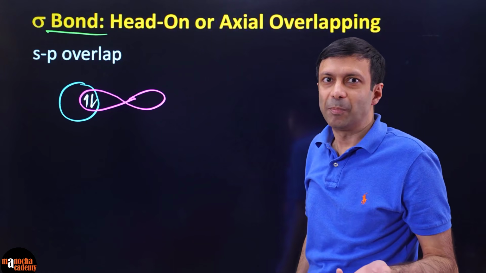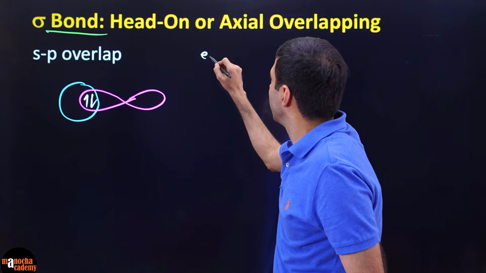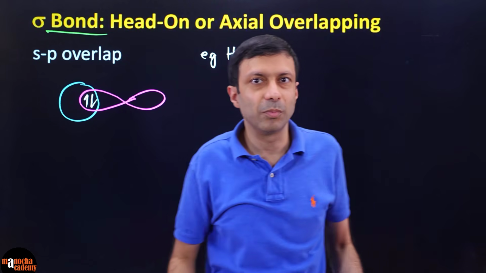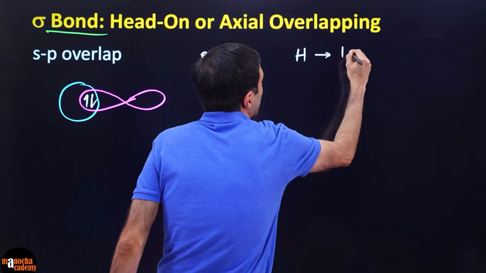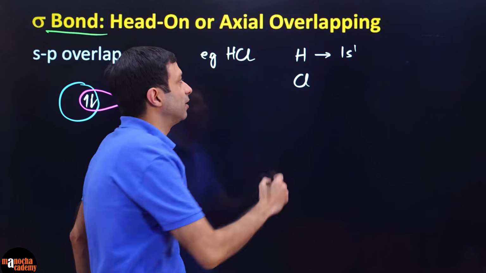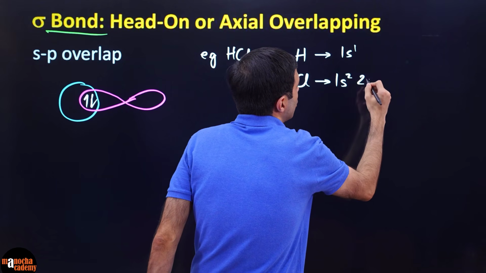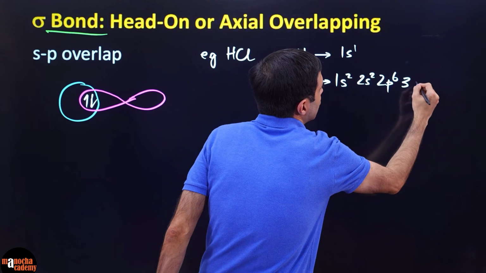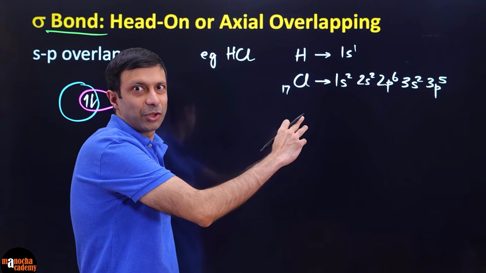Now let's consider an example. If we take the example of hydrogen chloride gas, it has a hydrogen and a chlorine atom. What is the configuration of hydrogen, guys? Hydrogen has only one electron, so it is 1s1. How many electrons does chlorine have? Atomic number 17. So you know chlorine has 17 electrons, so it's going to be 1s2, 2s2, 2p6. There I've finished 10 electrons, then 3s2, 3p5. So that's the electronic configuration of chlorine.